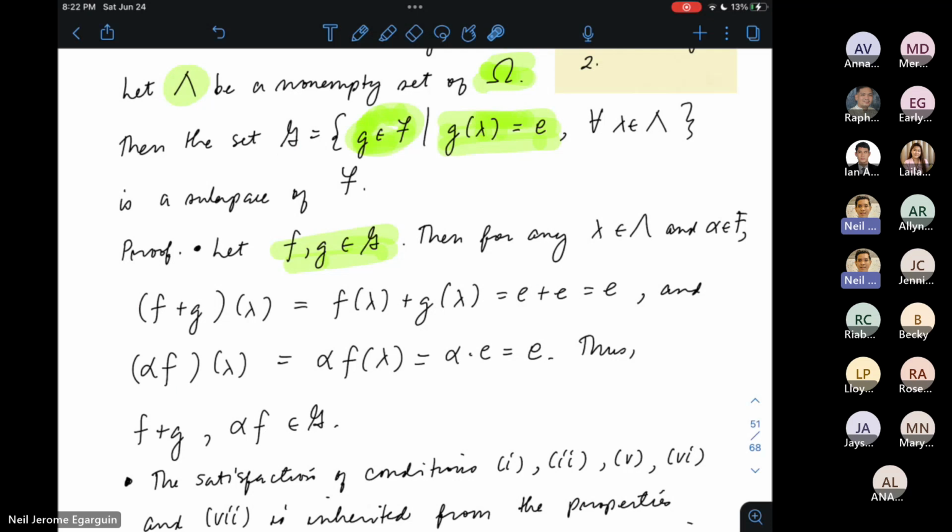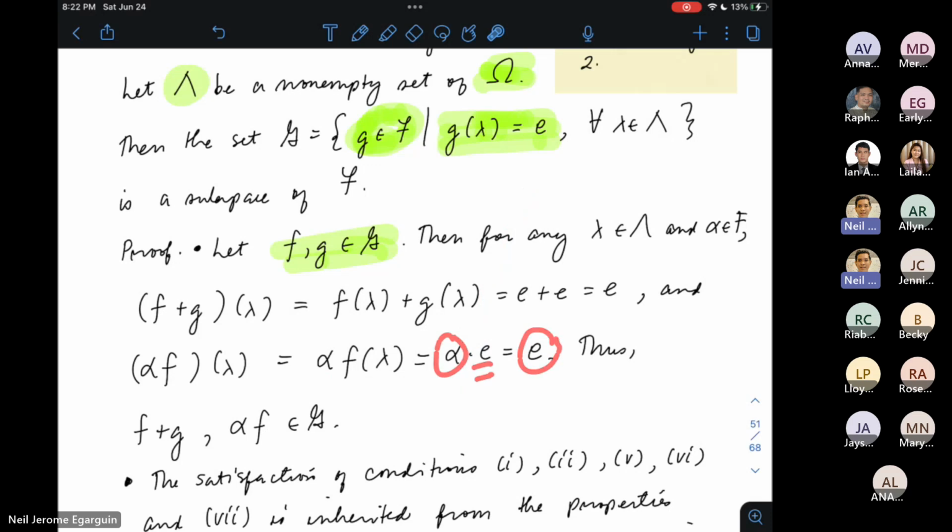Tingnan niyo yung alpha f of lambda. Our prayer is that alpha f of lambda is equal to the zero vector e. Right? How do we do it? Well, by definition of scalar multiplication, this guy is just alpha times f of lambda. But what is f of lambda? Since f belongs in G, f of lambda must be equal to the zero vector, right? So that will be the zero vector e times alpha. Alpha times the zero vector is equal to the zero vector.